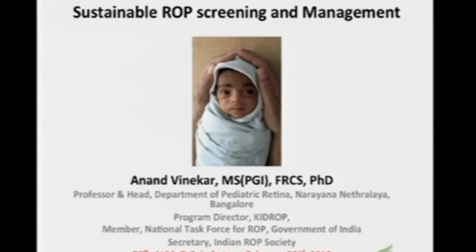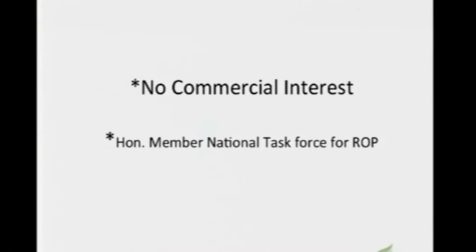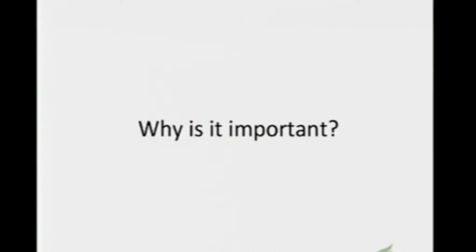A very good afternoon, everybody, and thank you, Dr. Krishna Prasad, for putting me in this schedule. Sustainable ROP screening and management, this is just to touch the overview. I have no commercial interests in any of the products or software that we use. So firstly, why is ROP a problem, and why is screening at the community a problem?